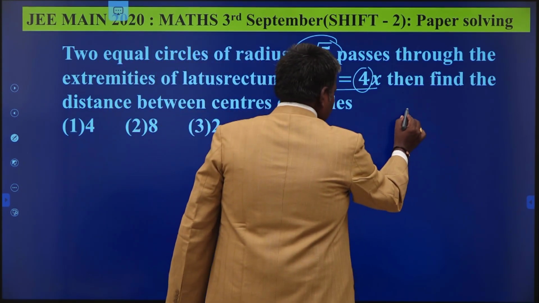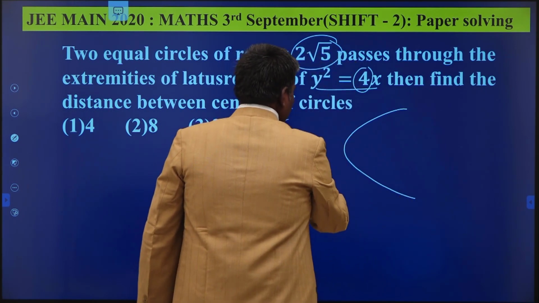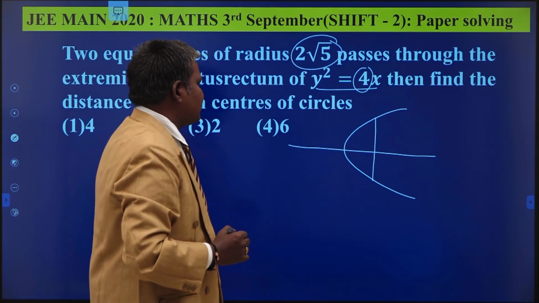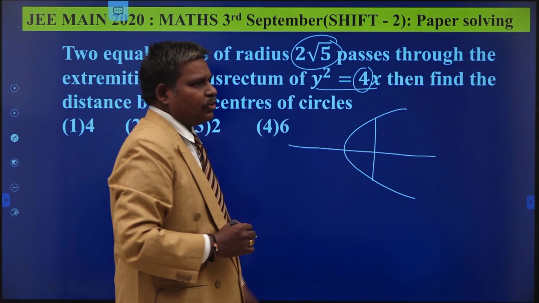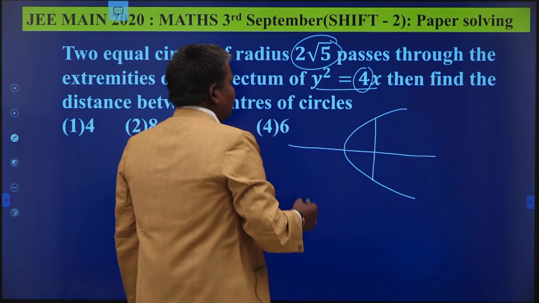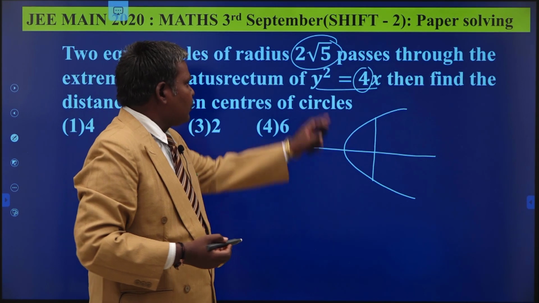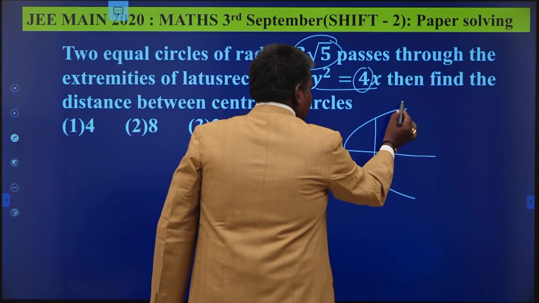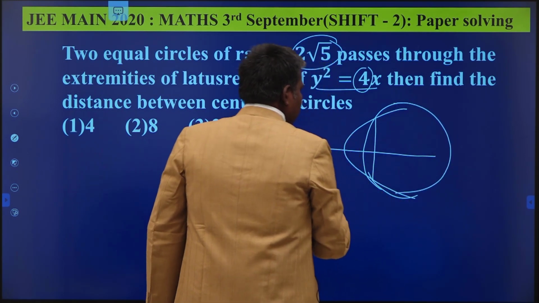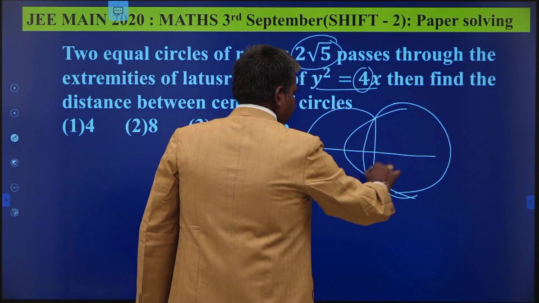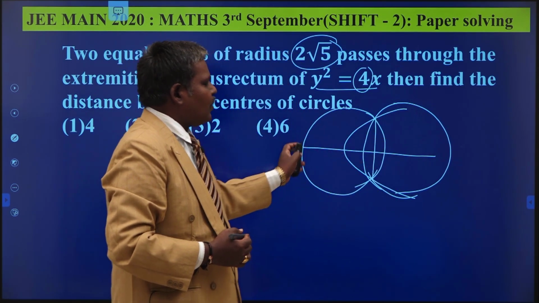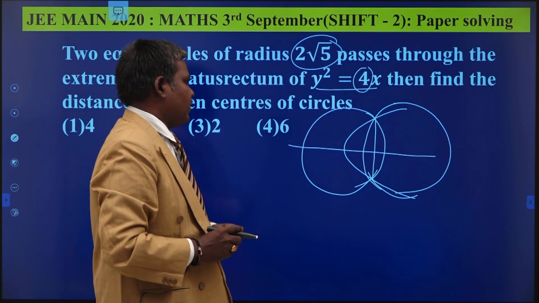See here, suppose this is my parabola axis, this is the latus rectum. Latus rectum means the line passing through focus perpendicular to axis. There are two circles passing through extremities of this latus rectum. They are having two equal radii, that is 2 root 5. For example, it is one circle. This is the other circle. Both the circles have the same radii, that is 2 root 5.